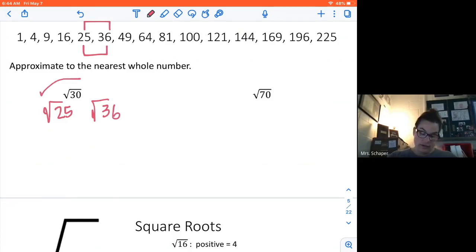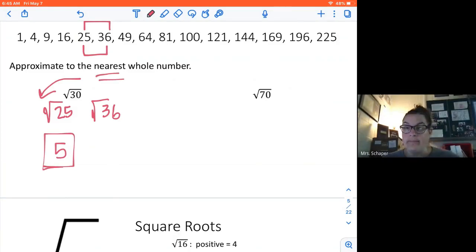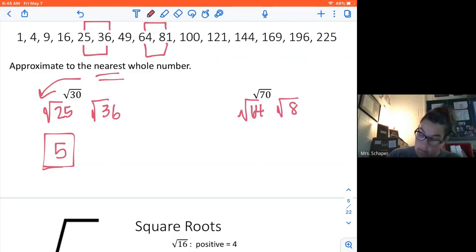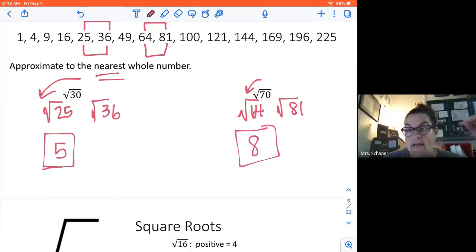30 is closer to 25, so the square root of 30 is closer to the square root of 25, which is 5. So 5 is the nearest whole number. For 70, that's going to fall between these two numbers. It's going to fall between the square root of 64 and the square root of 81. 70 is closer to 64. Therefore, the square root of 70 is going to be closer to 8.